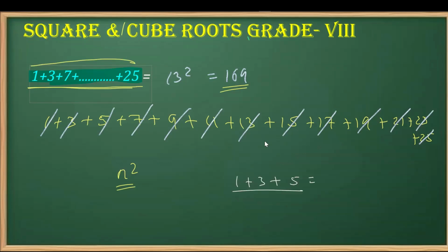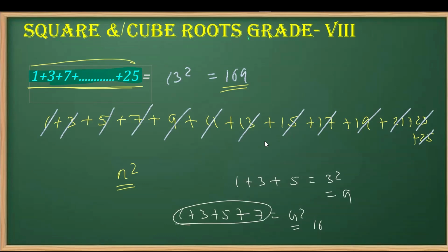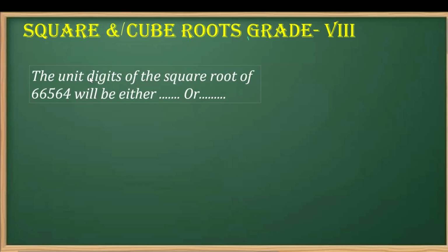As you can see, it is the first three odd numbers, so their sum will be 3 square, that is 9. By actual adding also we are getting 9. And if I take 1, 3, 5, 7, this is the first four odd numbers. Their sum will be 4 square, first four, right? So four odd numbers, that is 16. By actual addition also we are getting 16. So that's the rule over this.